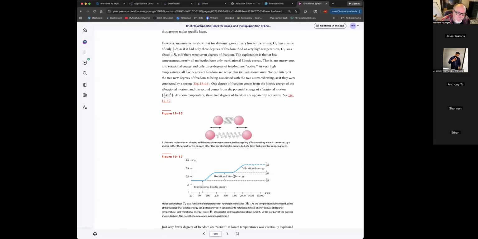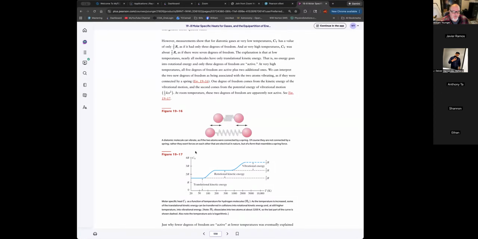Okay. So this is a graph of the molar specific heat at constant volume. Specifically, this is the molar specific heat at constant volume as a function of temperature for a hydrogen molecule. So this is diatomic stuff, specifically H2. As the temperature is increased, some of the translational kinetic energy can be transferred in collisions into rotational kinetic energy, and at still higher temperature into vibration energy. Note H2 dissociates into two atoms at about 3200 Kelvin, so the last part of the curve is shown dashed. Also note that the temperature axis is logarithmic. So yeah, that is a big thing.